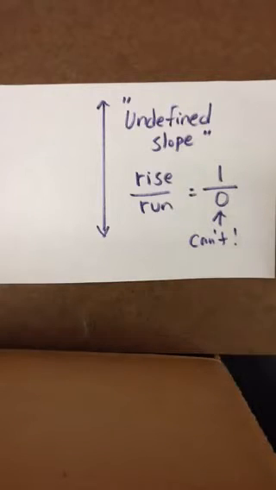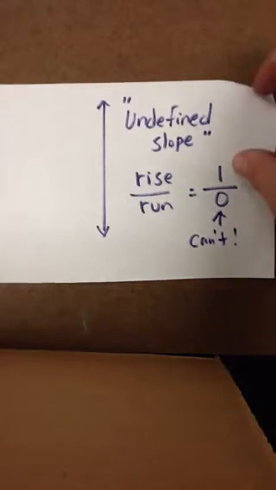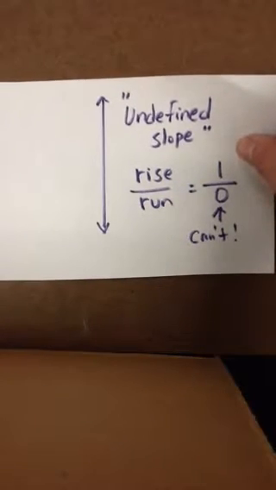Recall from yesterday that the definition of slope is rise over run. And the run describes the change in the x position of your graph, and a vertical line has no run. Its change is zero. And you can't divide by zero. If you try doing that, you'll get an error on a calculator.